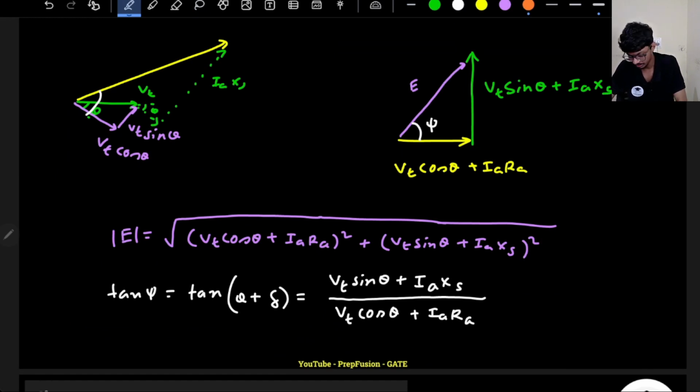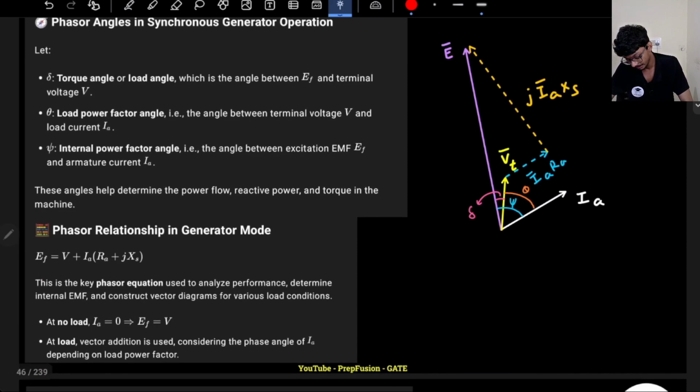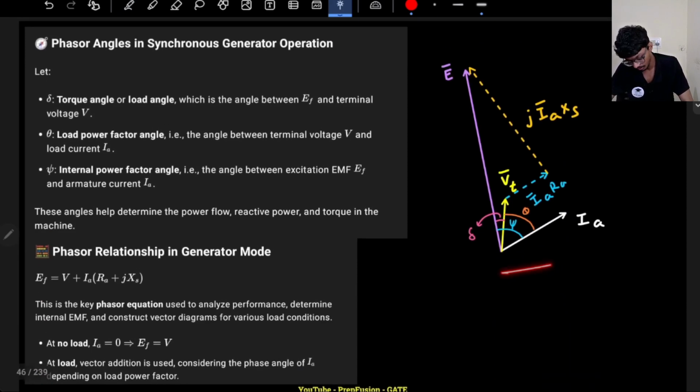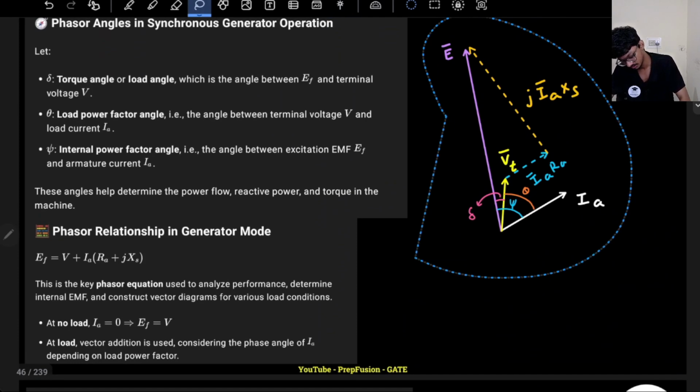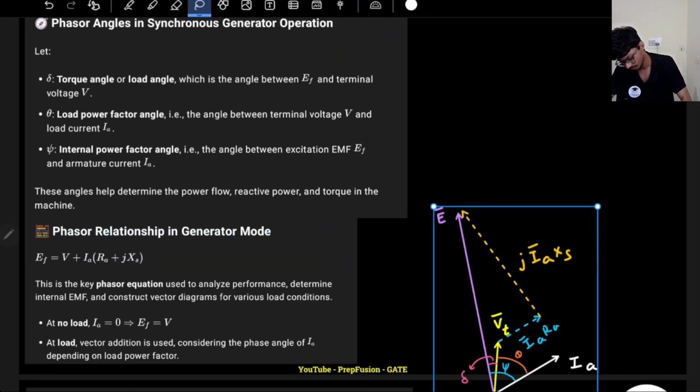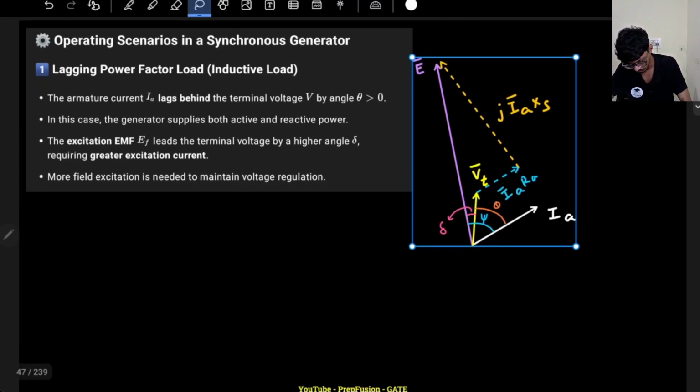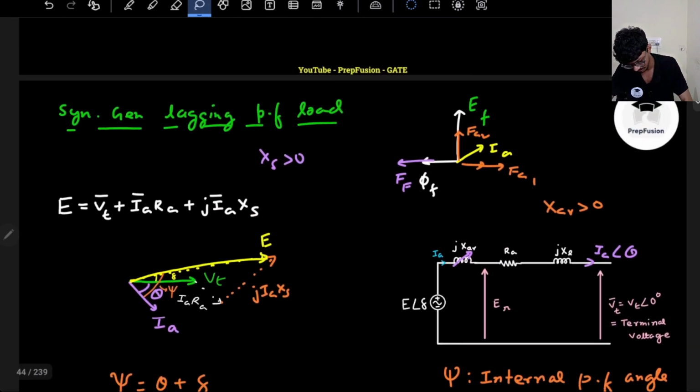So like this, you can find out the internal power factor angle, also the magnitude of induced EMF. Remember, all these are with respect to a lagging load. This phasor diagram is with respect to a lagging load. What will happen for a leading load? We will discuss that. I will just bring the circuit here.